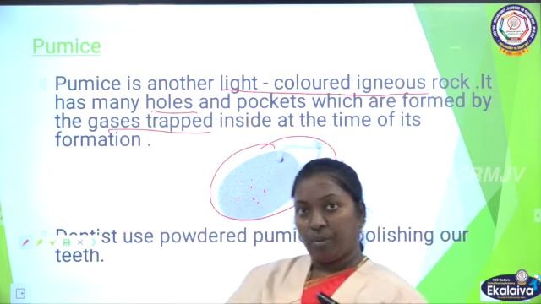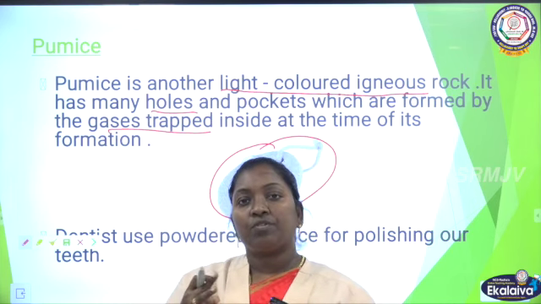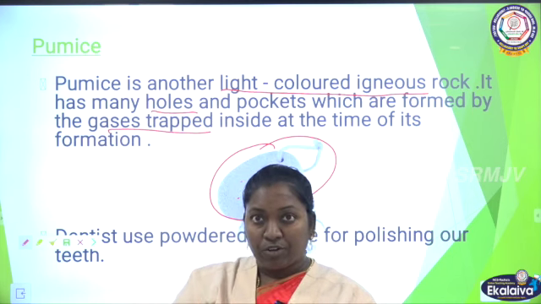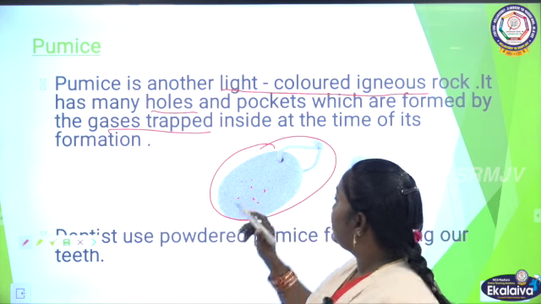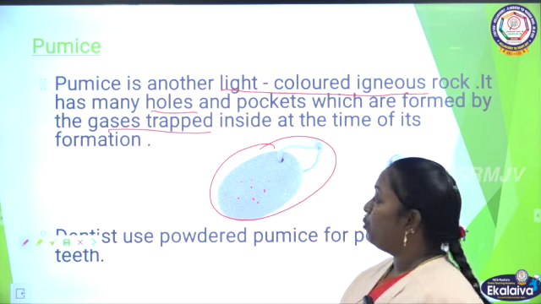Actually, before forming into rock, it is a hot liquid. While the process of cooling is taking place, at the time when any gases interrupt, at that particular place we have a hole. So this is how holes are made in the rocks. So the name of this rock is pumice.